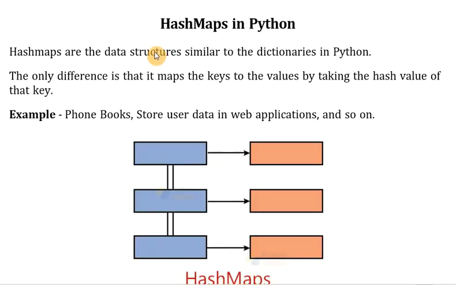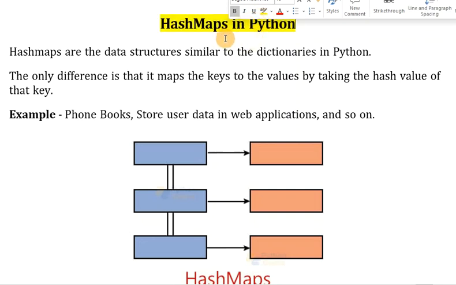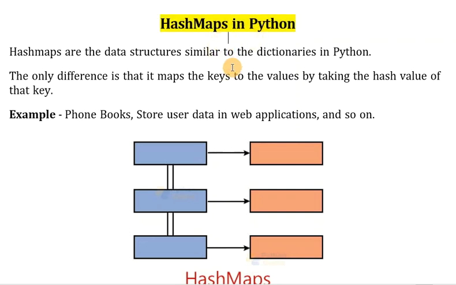The other data structure here you can see is hash maps. This is the most important and useful data structure in Python, and it is mostly asked in interviews if you are preparing for machine learning and other interviews. There you will get questions related to the hash map. So what is this hash map? Actually, this hash map is nothing but a replica of the dictionary built-in data structure. Then what is the difference between the hash map and the dictionary?